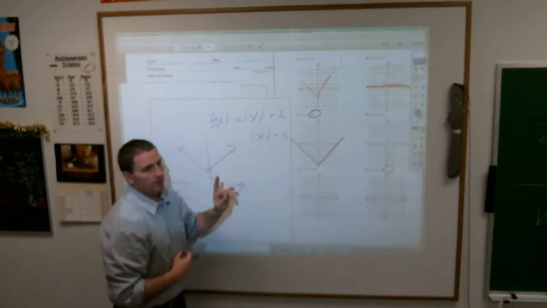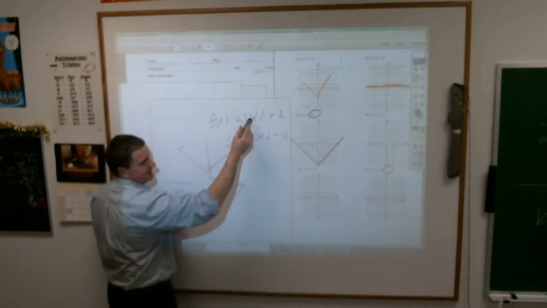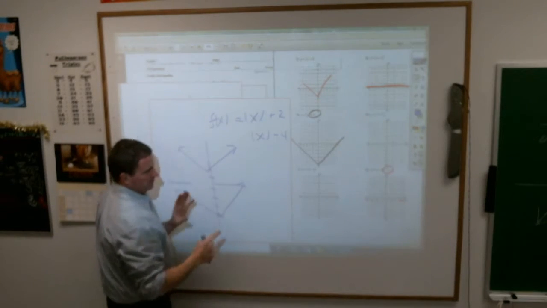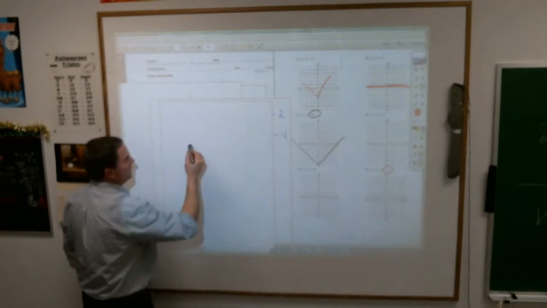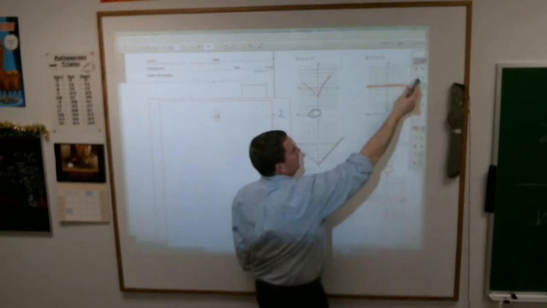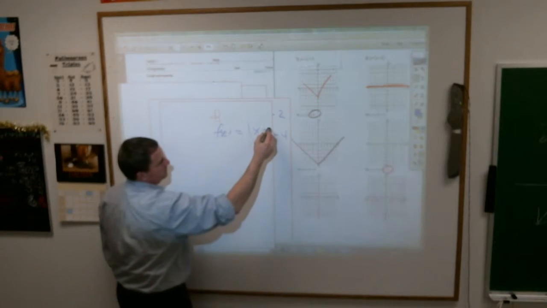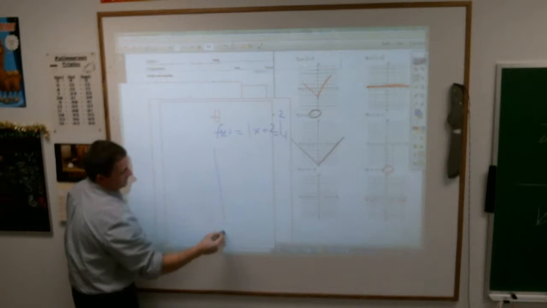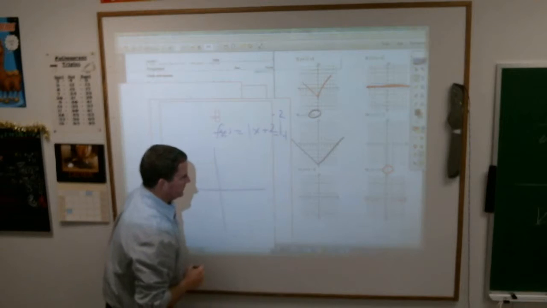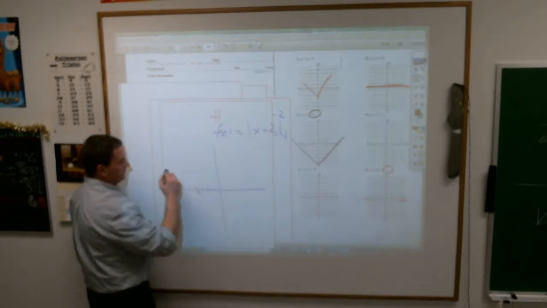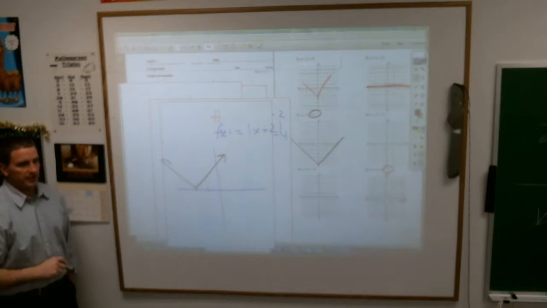Now, the right or left shift comes from the number that's with the x inside the absolute value. Here's where it gets a little goofy, by the way. Let's just do this. If you were to make the function f of x equal to the absolute value of x plus 2, I'm not going to do the whole graph. I'm going to tell you the graph of this is going to be right here. That's what the graph of that will look like.